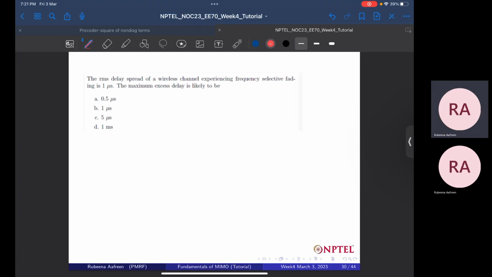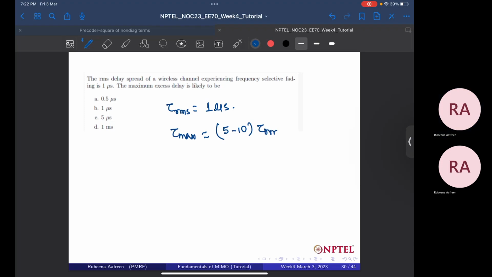Here the RMS delay spread of a wireless channel that is experiencing frequency selective fading. So frequency selective fading means that it has different multipaths, right? So RMS delay spread is given as tau RMS. This tau RMS is given as 1 microsecond. Now it is asking maximum excess delay. So tau max will range between 5 to 10 times of tau RMS. That means it will range between 5 microsecond to 10 microsecond.